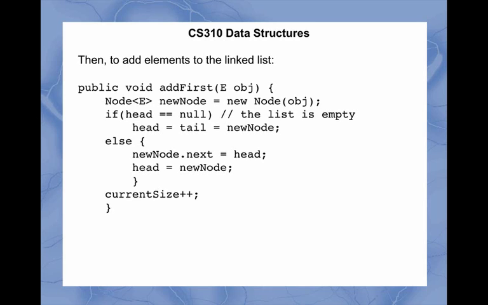If the list is empty, then we need to set the head and tail pointers to point to this new node. Otherwise, the list is not empty. Then the next link needs to be set to the head, and then head set to the new node. Finally, we increment the current size, and that hooks up this new node into the list. So I want to switch over to the Sketchpad for a minute and look at how all of this works, hoping that we can get to a little bit deeper understanding of what's going on here.